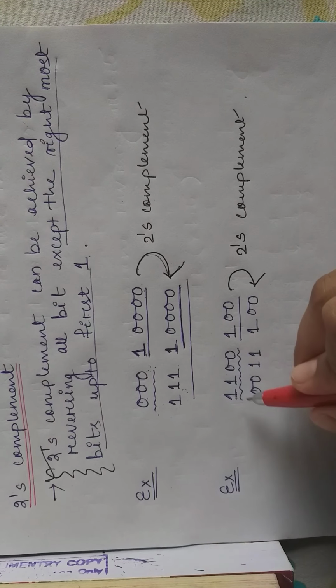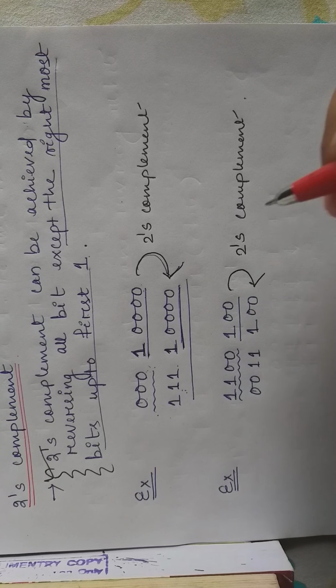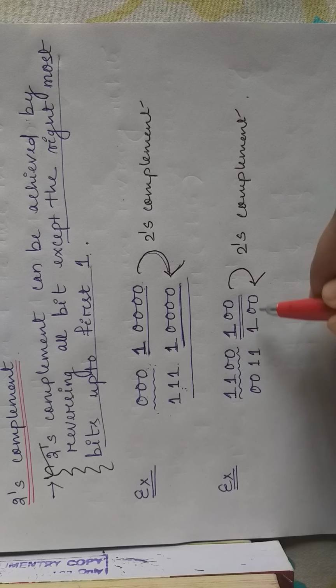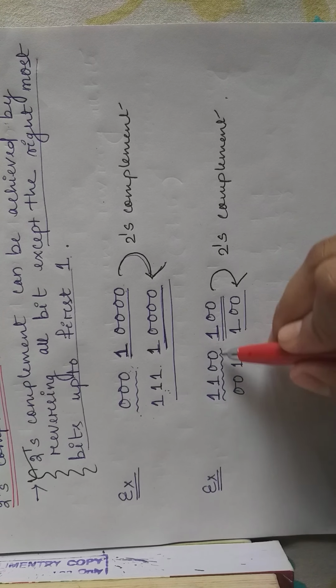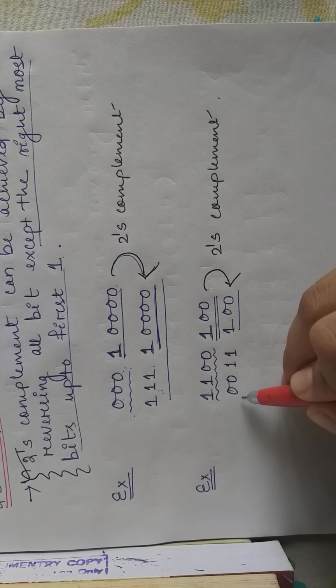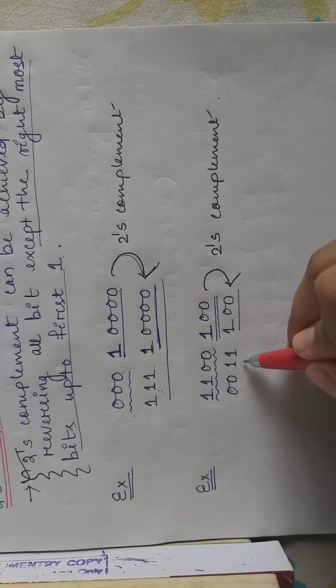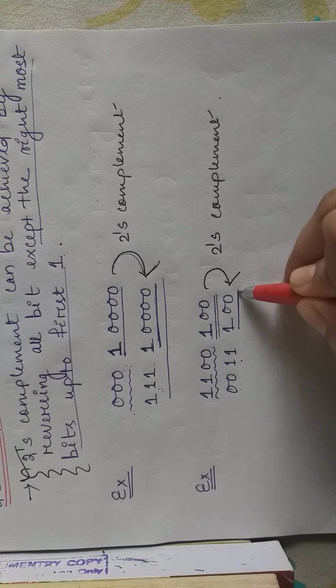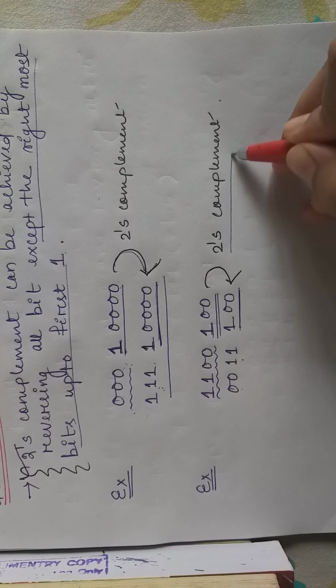Another example, double one double zero one double zero. If we go from right to left, this is the first one, remains same like 100, and after that all the bits are reversed. 1 is converted to 0 and 0 is converted to 1. 1 0 1 0 0 1 0 1, and here 1 0 0 remains same. This is the 2's complement.